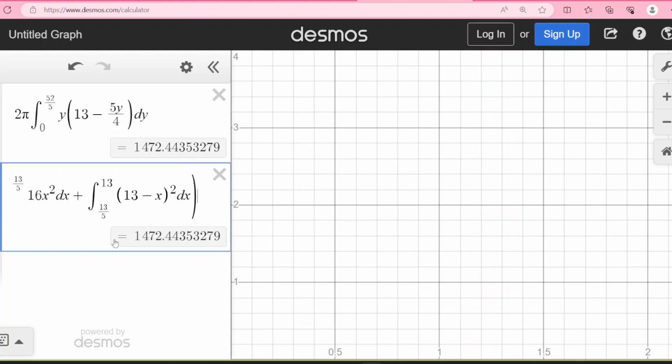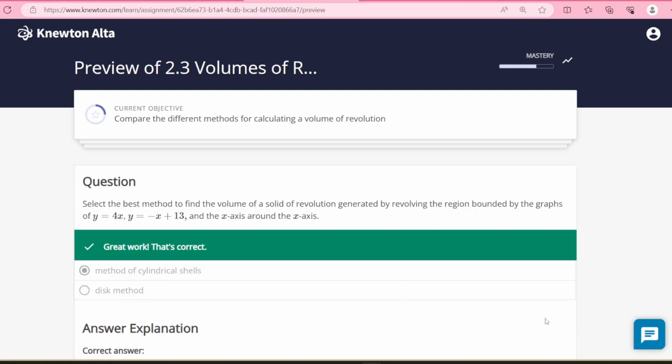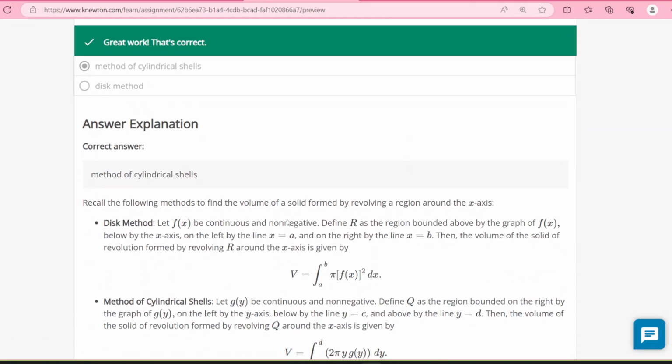1,472.4435327, and so on. They are the same volume, just with different methods. They give you the same thing. So after all that, I would say it would be easier to do one integral than two. So I'm going to say method of cylindrical shells. Now I'll see what they say. Yeah, that's correct. Let's see what they say.